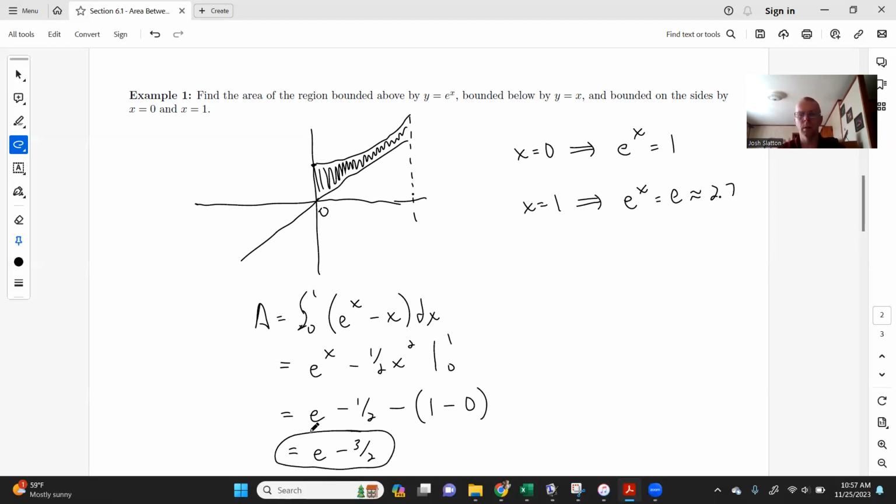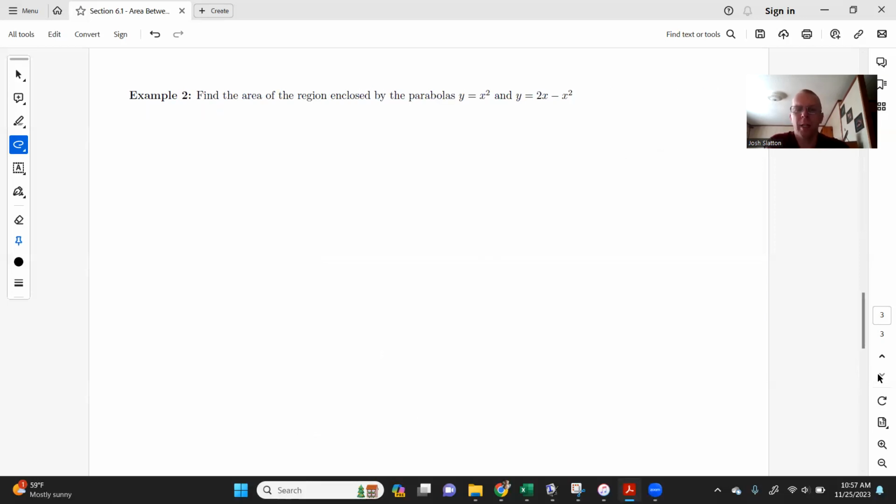All right, so let's look at the next one, which is similar, but they don't quite give us so much. So we kind of need to know a little bit about the graphs. Let's sketch this. The main thing you need to know is, if they don't tell you anything about the graphs like we did in the first example, where it said bounded above by this one, bounded below by that one, you probably need to know what the graphs look like. So y equals x squared is fairly well known, and y equals 2x minus x squared.